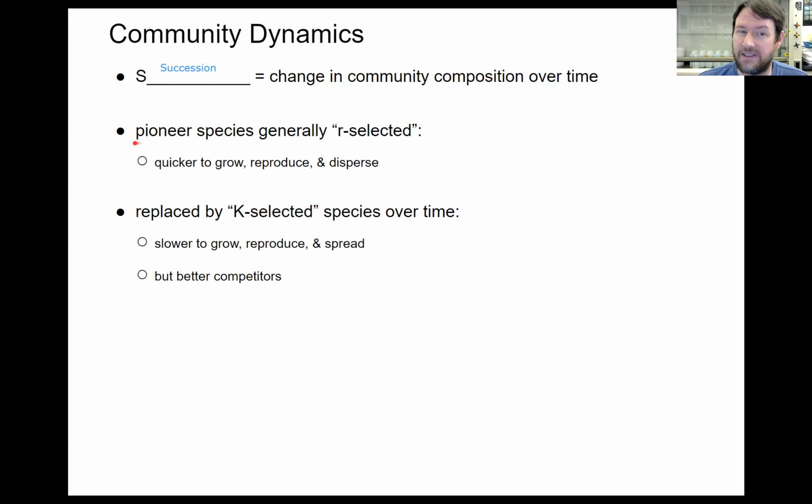And it usually starts with so-called pioneer species, which are very quick to grow, quick to reproduce, and quick to disperse. The technical term is R-selected species. So their strategy is reproduction and spreading to new habitats. And over time, those pioneer species get replaced by so-called K-selected species. These are species that are slower to grow, slower to reproduce, slower to spread, but they can compete, right? They can outcompete these pioneer species.